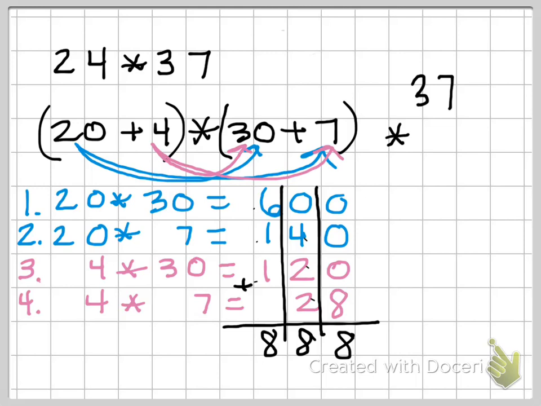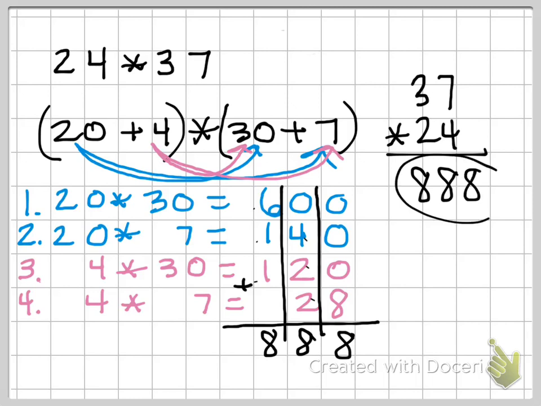So 37 times 24, I now know is 888. Or, as it's originally written, 24 times 37 is 888.